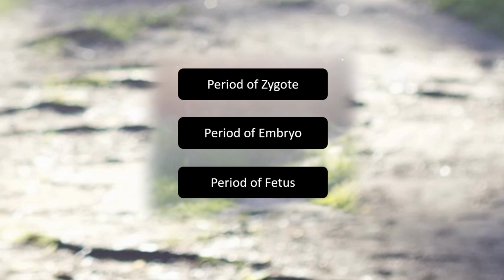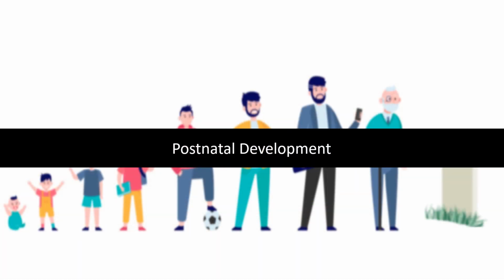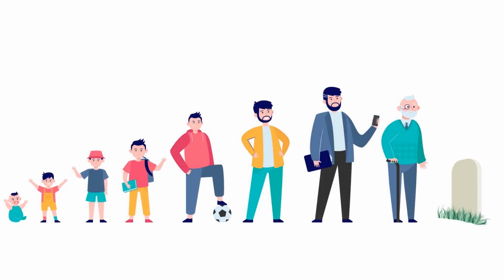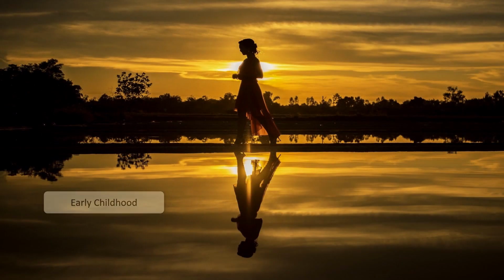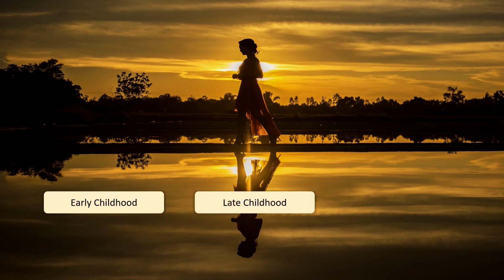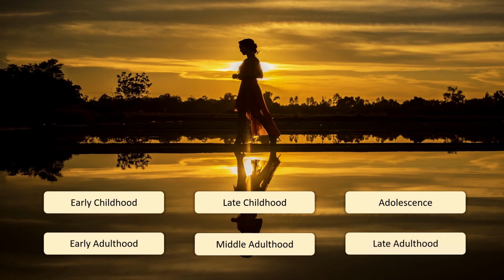Then comes the second broad classification, that is postnatal development. Postnatal development refers to all the stages that follow after birth till the very end of life. In postnatal development, there are various stages such as infancy and toddlerhood, early childhood, late childhood, adolescence, early adulthood, middle adulthood and late adulthood. Let us discuss in detail each stage of development.